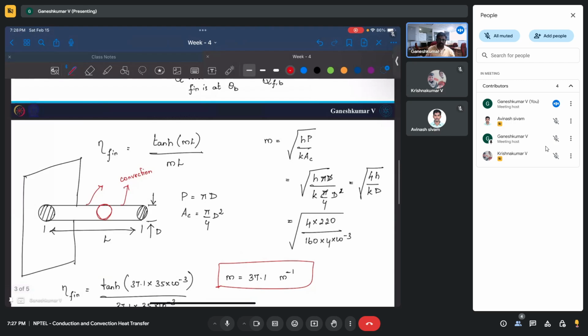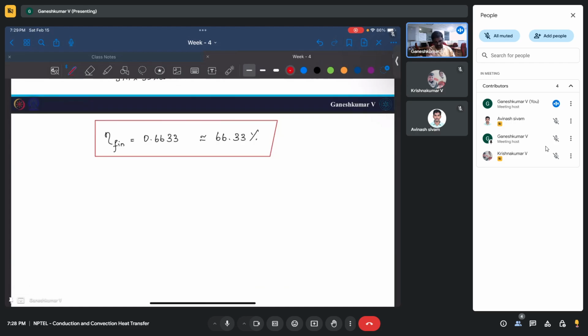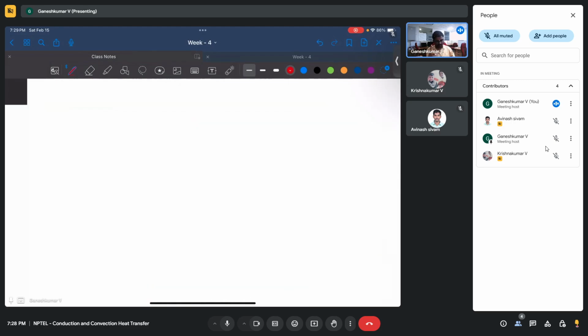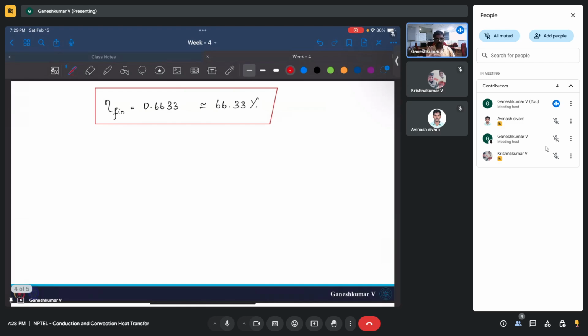So here we used a derived formula, which is tanh(ml)/ml. You can also start from first principles and do the derivation by yourself, but to save time I started with this, because we already have the formula. Okay. And this is for an insulated tip, this is not for a convective tip. If this is a convective tip, then your formula will change.